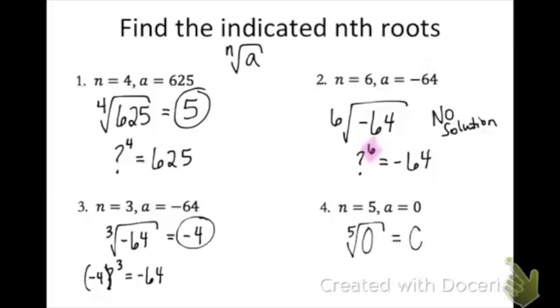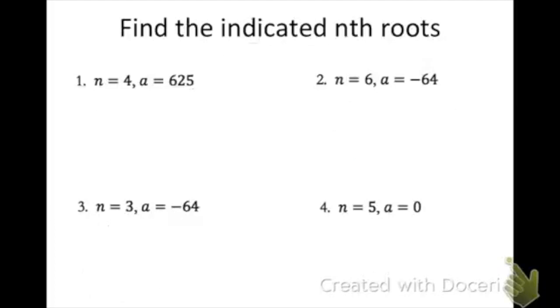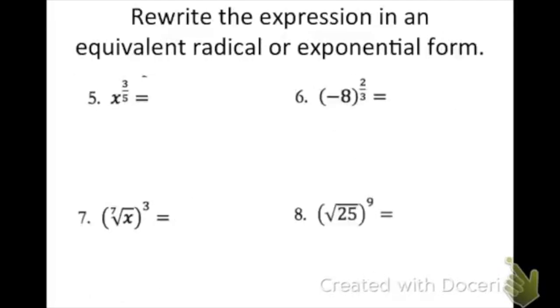Any root of 0 will always be 0 because 0 to the fifth power is equal to 0. So, okay, now we're going to use the definition that we talked about at the start, and we're going to rewrite these expressions in an equivalent radical or exponential form.